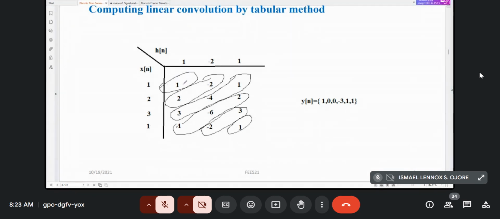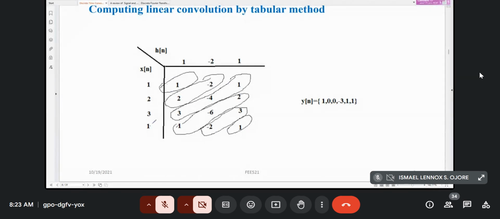This one will of course just be 1, minus 2, 1. Then you're multiplying all this with 2, so it is 2, minus 4, 2. You're multiplying all this with 3, so 3, minus 6, 3. And you're multiplying all this.